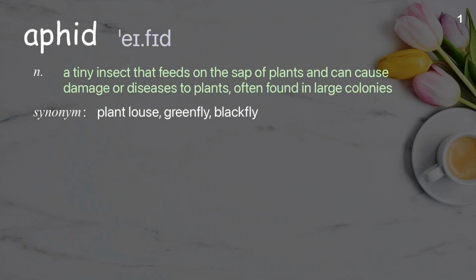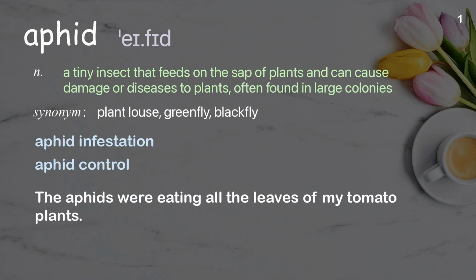Aphid. A tiny insect that feeds on the sap of plants and can cause damage or diseases to plants, often found in large colonies. Examples: Aphid infestation, aphid control. The aphids were eating all the leaves of my tomato plants.